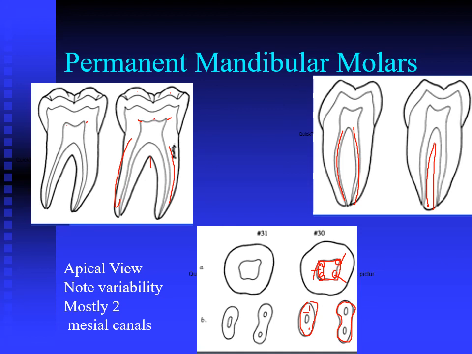The second mandibular molar, same thing. Remember, this tooth will be a little more rectangular in shape when you look at it from the occlusal view, so you'll probably have a little more of a trapezoidal or rectangular shape to your pulp chamber when you look at it from an occlusal view. Again, mostly 2 roots, a mesial root and a distal root, mostly with 2 root canals in the mesial root and 1 fairly large oval canal in the distal root as well.